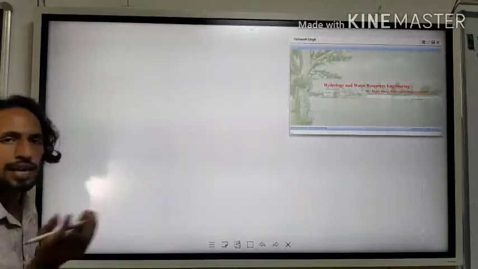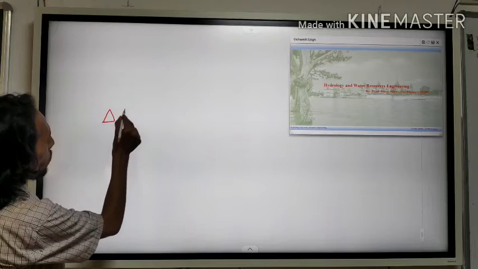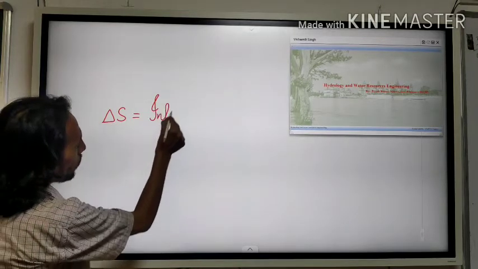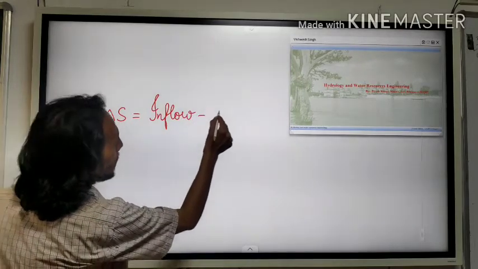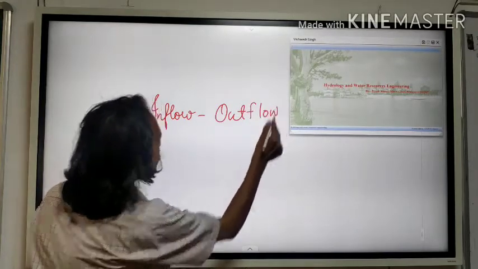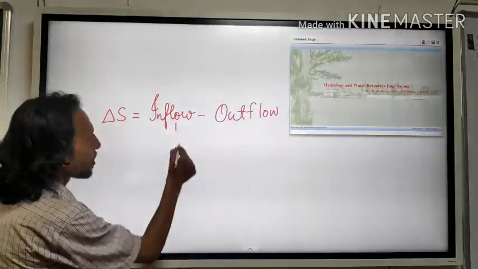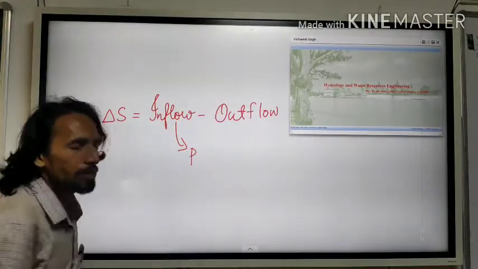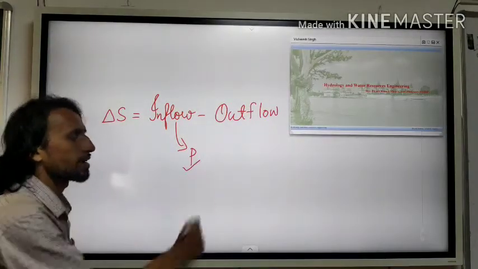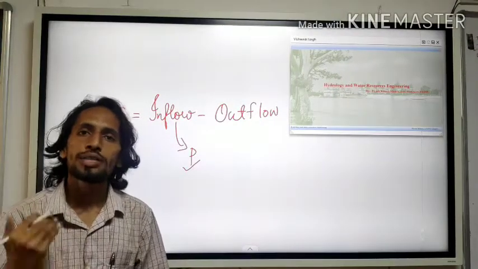If you remember, the water budget equation was: change in storage equals inflow minus outflow. Water that is coming inside the system is inflow, which is your precipitation or rainfall. We have completed precipitation. Now we will talk about the outflows.